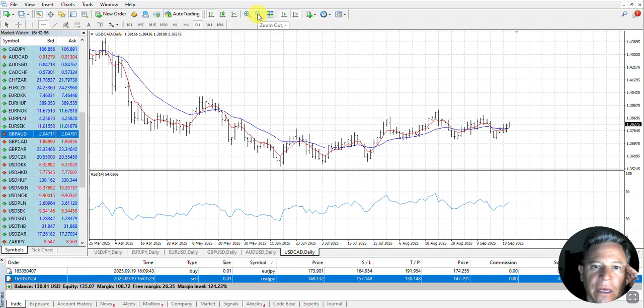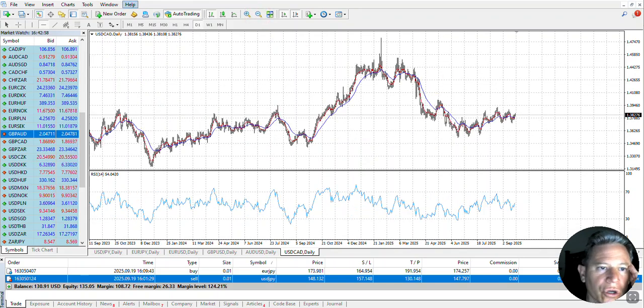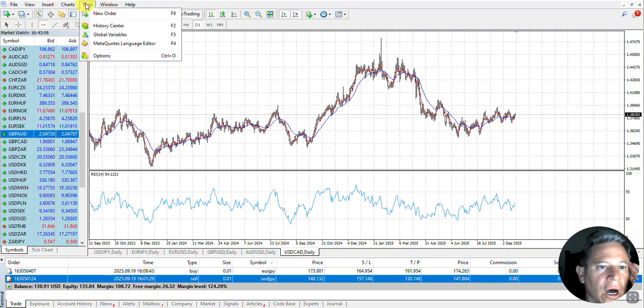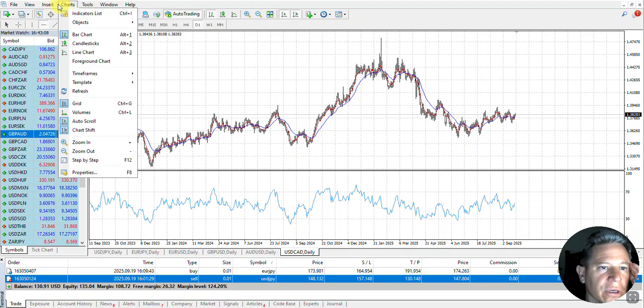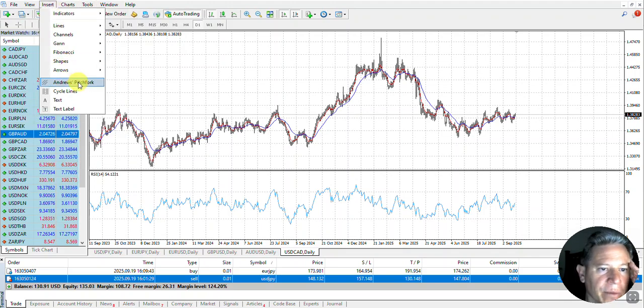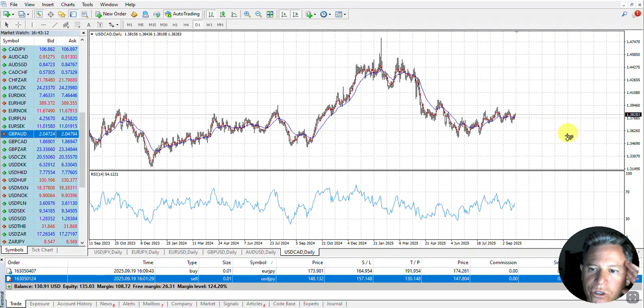I personally like the dailies, and we'll zoom out a bit to show you what I'm working on here. So Andrews Pitchfork is a tool that can be found in almost every trading platform, and usually you have to draw them manually. Now we're going to get my Pitchfork tool. What you need for a Pitchfork is 3 swings.